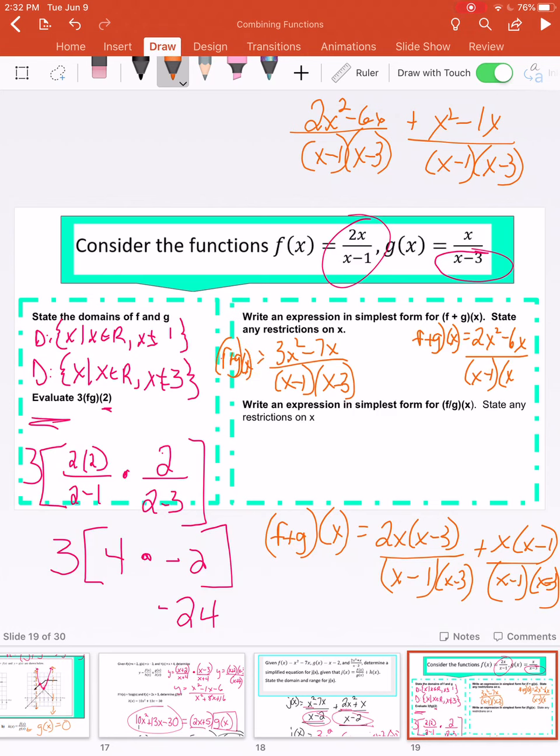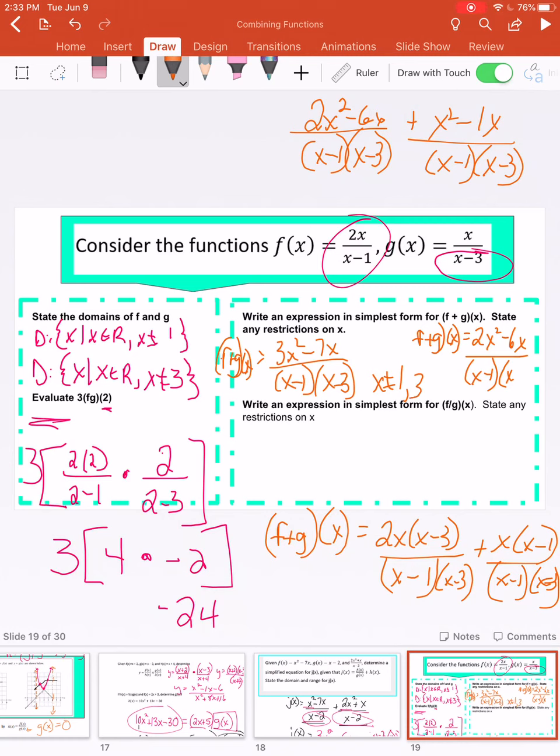All right, so I can't really simplify that any further, so I'm just going to go ahead and leave it like that. Okay, and it says restrictions. Those restrictions, again, would be x can't equal positive 1 and 3. So the same ones that we wrote down for the domain.